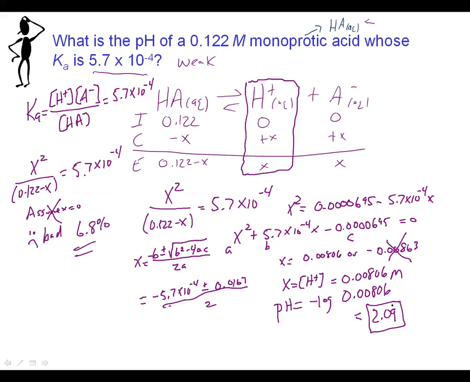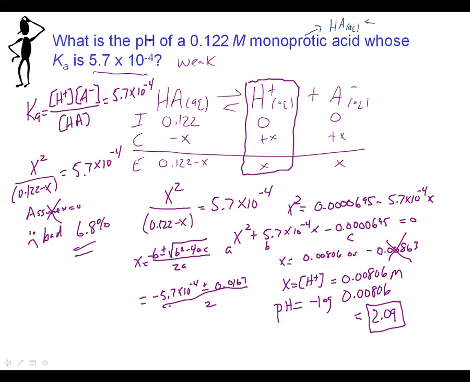Any questions on any of those steps? Now, I'll be honest with you, in this particular case, because the percentage was only 6.8%, if you did the assumption and you got the pH, you got a pH pretty close to that number, I think. Maybe like a 2.07, maybe even 2.8. I don't recall off the top of my head. You did actually get a number that was fairly close to what we got here.